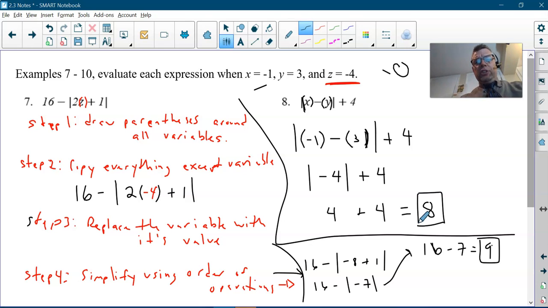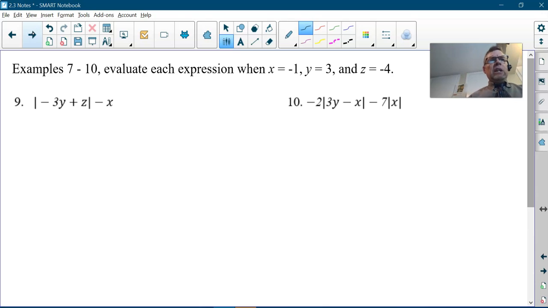If you have questions, let your teachers know. A couple more problems, and then we'll be finished up. So number 9 is absolute value of negative 3y plus z minus x. So let's take a look and see how to do this. Draw your parentheses.